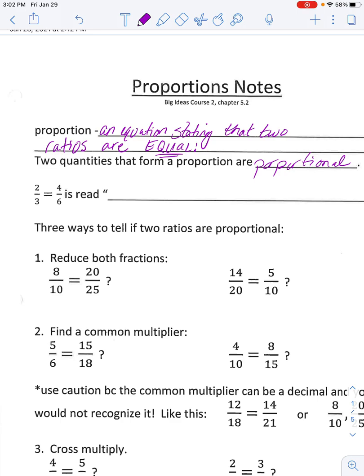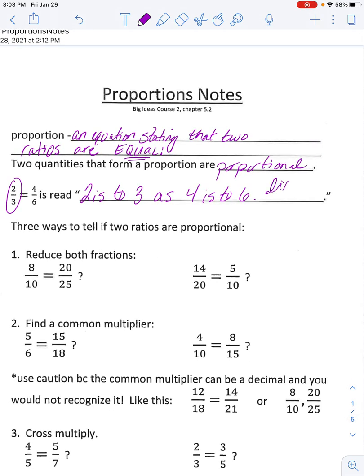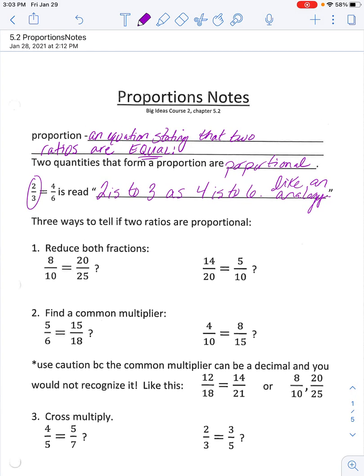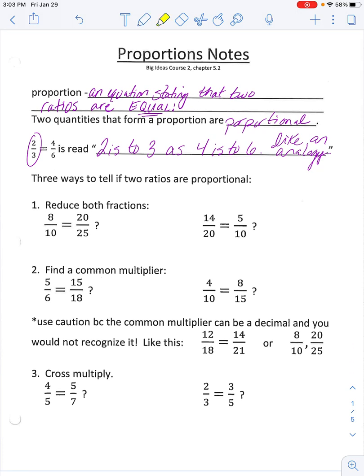Alrighty. This next proportion is read like this. 2 is to 3 as 4 is to 6. Kind of like an analogy. So 2 is to 3 as 4 is to 6. These are proportional. 2/3 is the same as 4/6. They are in proportion. Okay?